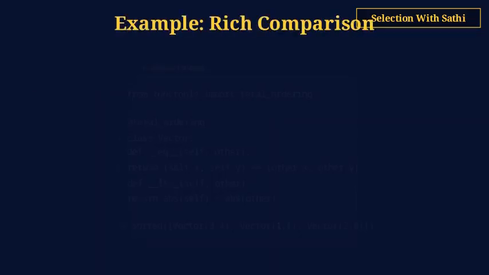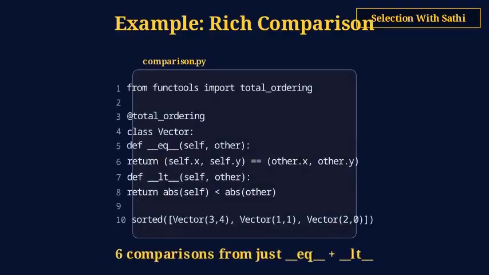For sorting, we need comparison operators. Instead of writing all 6, we use @total_ordering from functools. We define __eq__ to compare coordinates and __lt__ to compare magnitudes. The decorator autogenerates __le__, __gt__, and __ge__. Now sorted of a list of vectors works perfectly. All 6 comparison operators from just 2 method definitions.